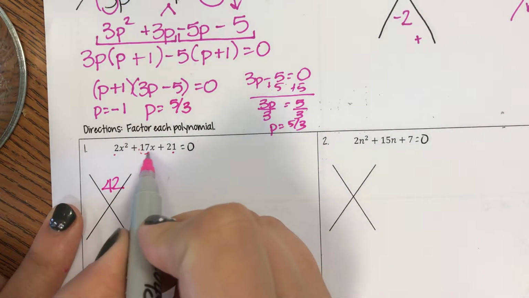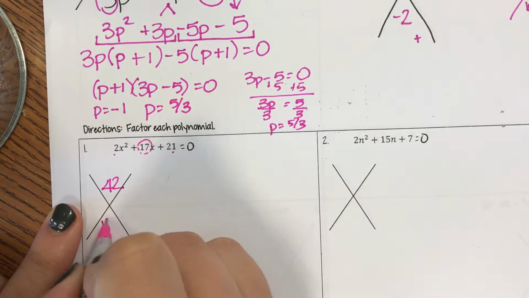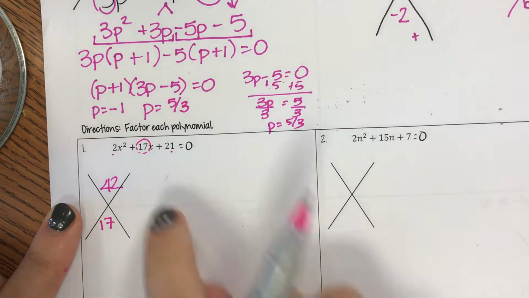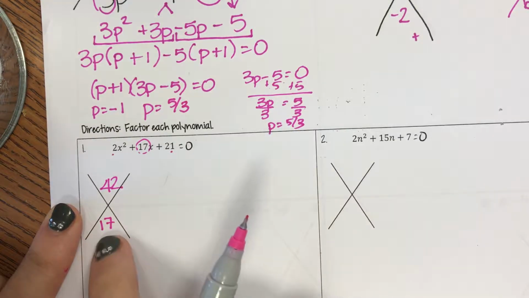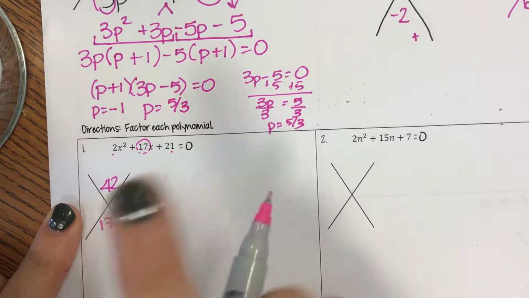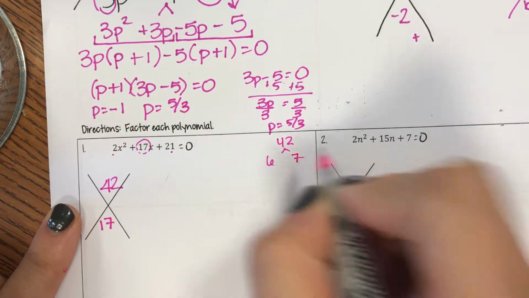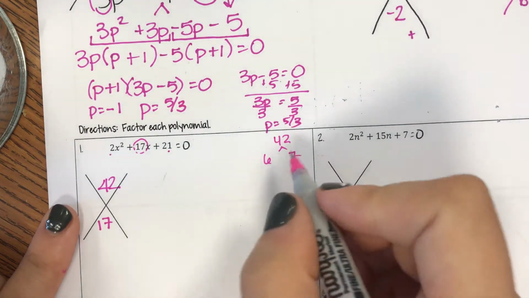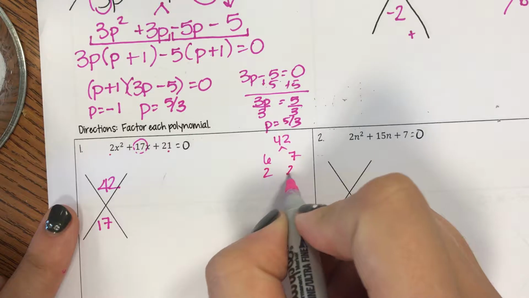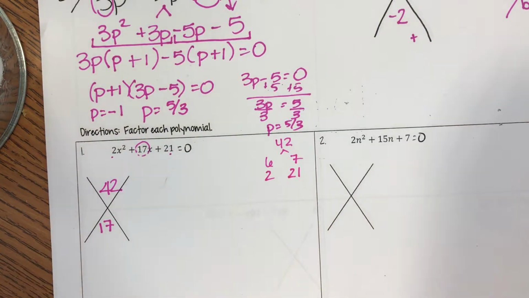You're going to take the middle term and put it there. You're looking for factors of 42 that could somehow give you 17. Okay, so on the side, 42 is 6 and 7. That's the most common one that people think of. You also have 2 and 21. Neither of these will give you 17 if you added them or subtracted them.